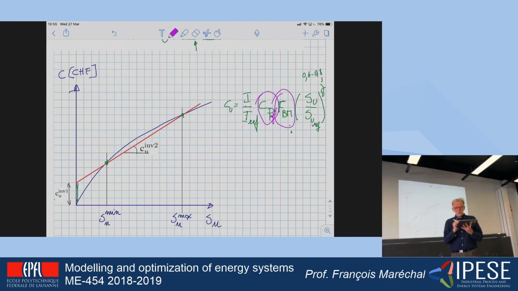And this term here, which has an exponent which is gamma, which is the scaling factor, allows to consider the fact that we know that a big unit costs less than a small one per unit of service delivered. Okay, so for example, installed power. So this is an observation, in fact, from the market.